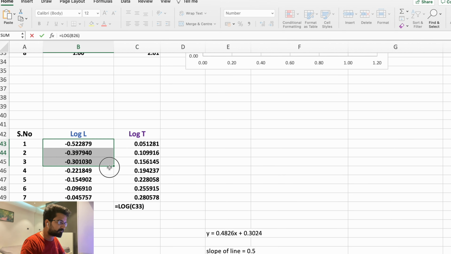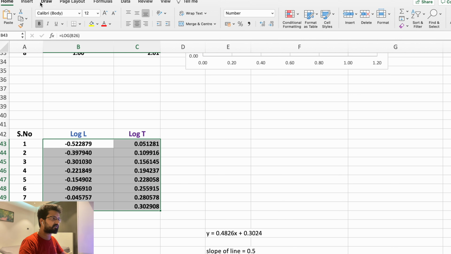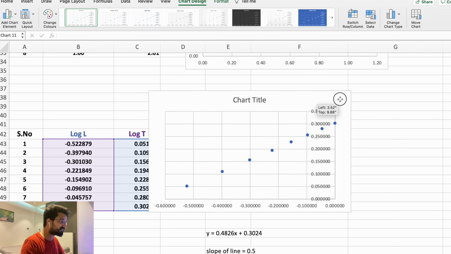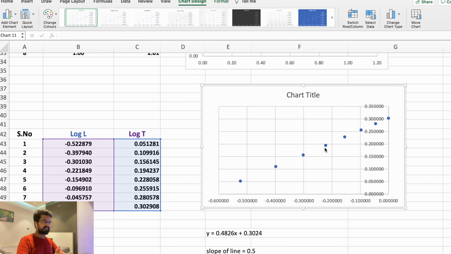So let's plot the graph between log L and log t. Click on Insert, Chart, and Scatter Plot. That is the graph between log L and log t. As I mentioned before, it will be a straight line, and the slope of the line will be the value of n, which is the power of length.